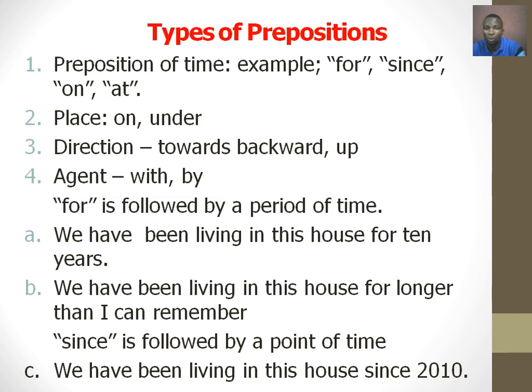Now let's proceed to the types of prepositions. What are the types of prepositions we've got? The first one is the preposition of time. Some prepositions show time. Some prepositions show place or location. Some prepositions show direction, while some are agentive. Some show agents. So we have the 4 types displayed on the screen for you.